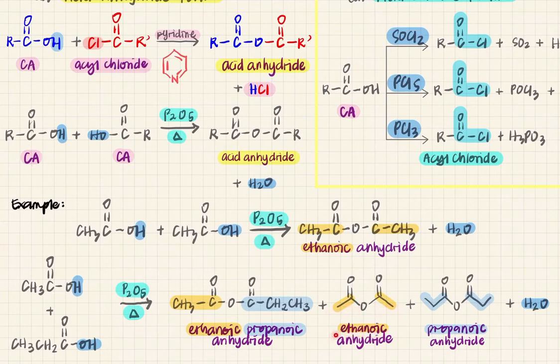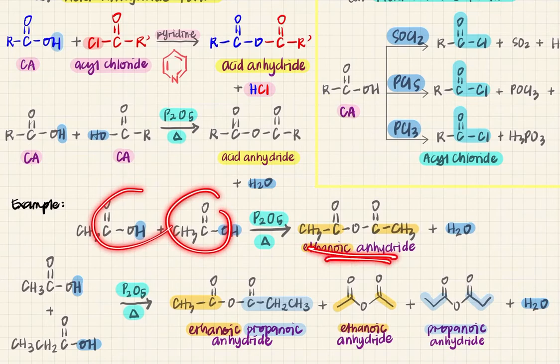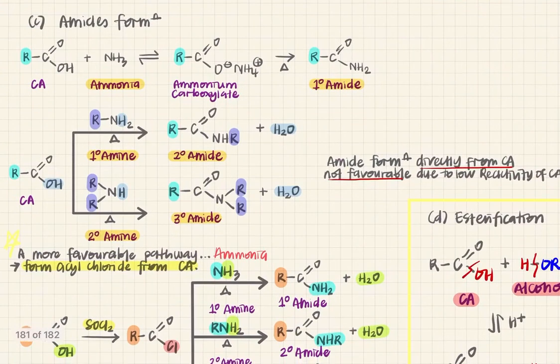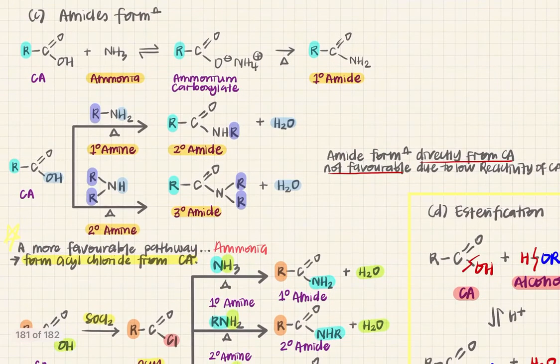Yang ni tak payah cakap ethanoic, okay, because it's the same thing. Anhydride tu faham dia the same number of carbons on both sides. So ethanoic anhydride. And you get propanoic anhydride. And your byproduct is water. So ingatlah, bila awak guna the same carboxylic acids, you will get one type of anhydride je. Okay, next we have the formation of amide. So what is amide?